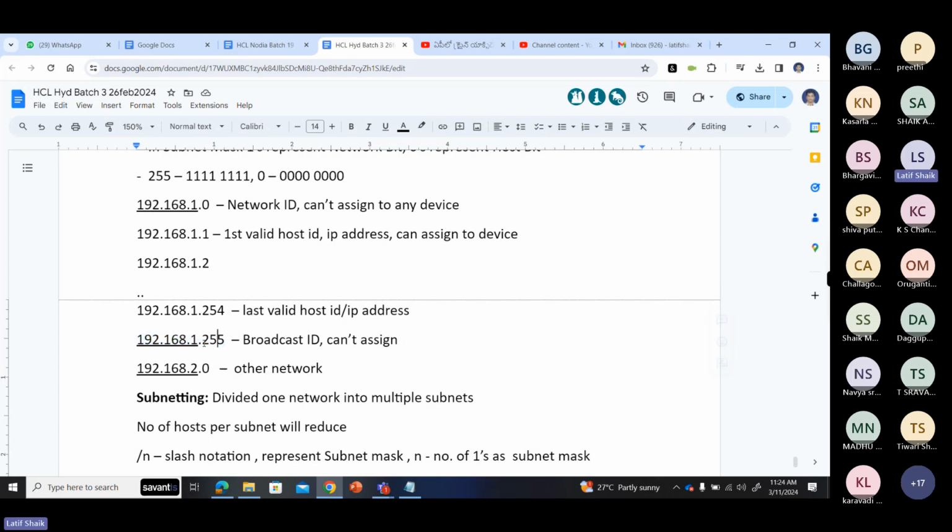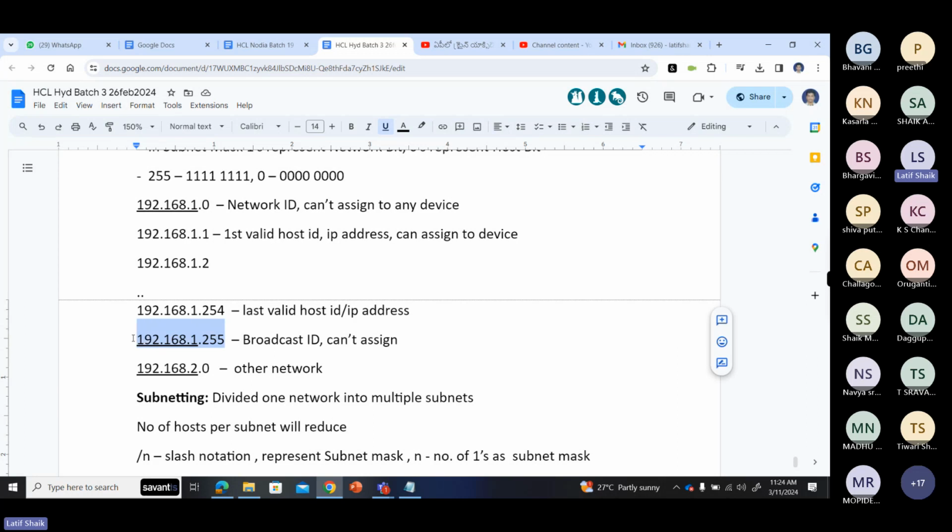Sorry. The last one you reach, the network portion is the same from the start to here. You can observe the network portion is the same. The only thing is it reaches 255. If you cross this one, the network portion becomes another network. So it is 1, this is 2. So automatically the network portion is changed.